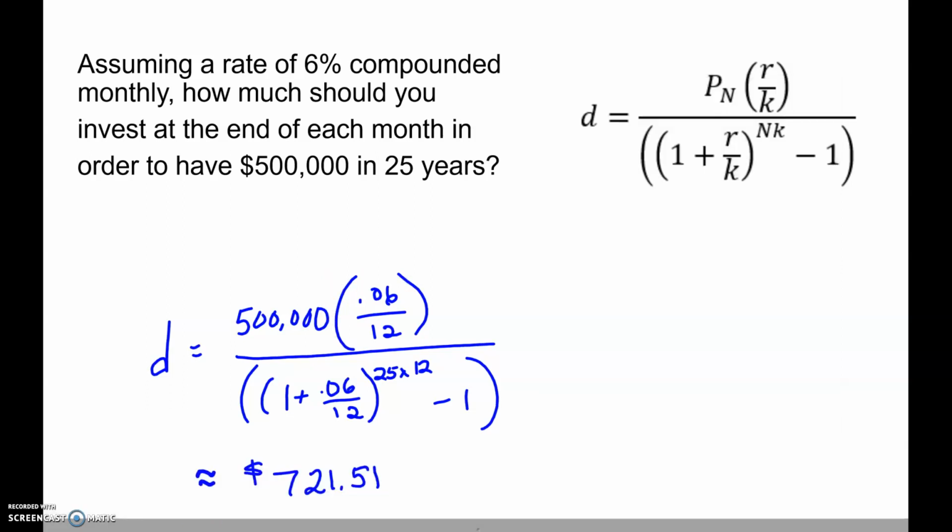$721.51. This time normal rounding rules will work, right? We're going to be just slightly over our target at the end, but that's okay. Always want to at least meet your goal. Let me know if you have any questions.